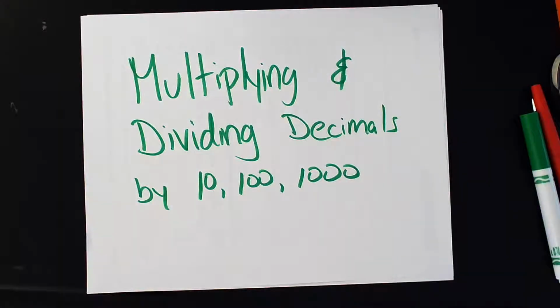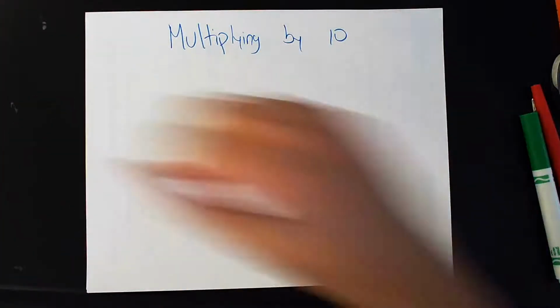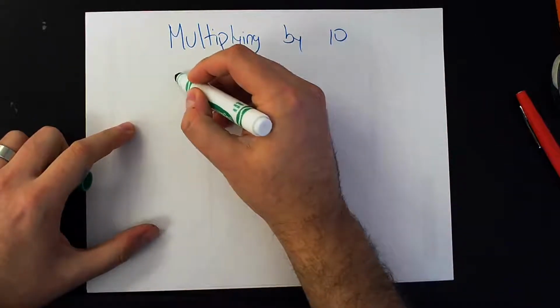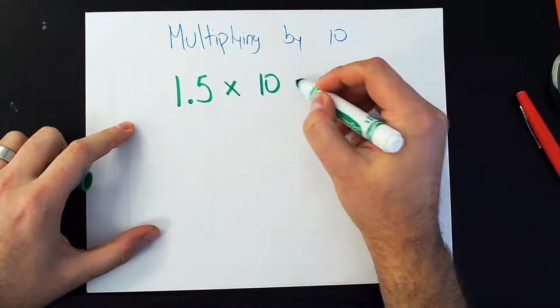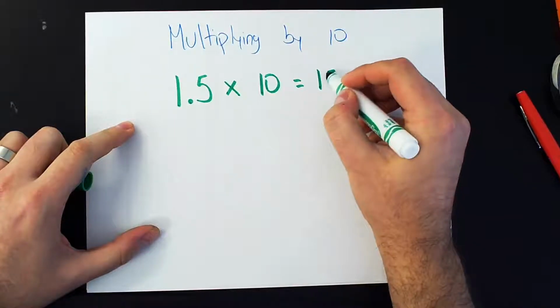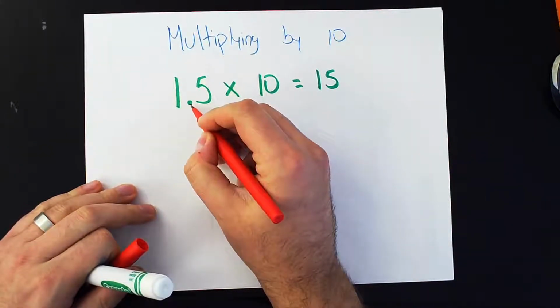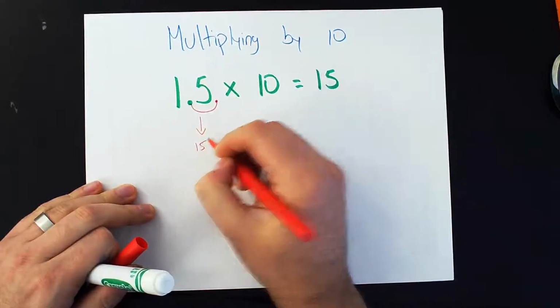Today's math video is going to show you how to multiply and divide decimals by 10, 100, and 1000. So the first example we're going to look at is multiplying a decimal by 10. We'll start off with an easy one. 1.5 times 10. That's going to give you 15. And the little trick here is to take the decimal, just move it over by 1. So this makes it 15.